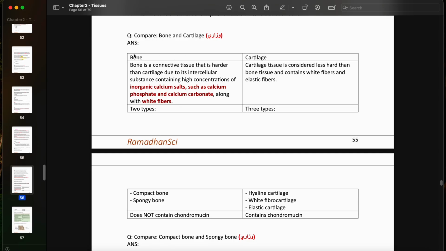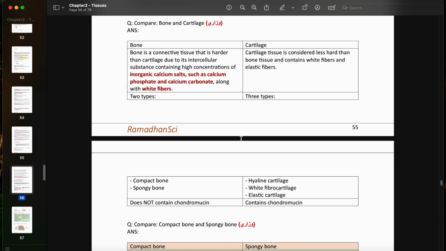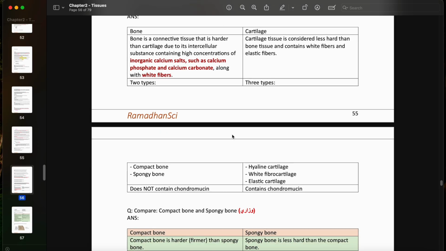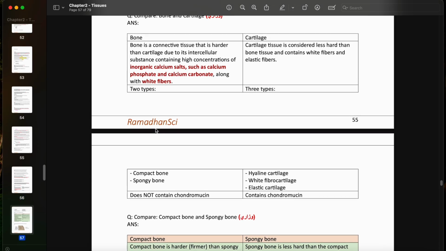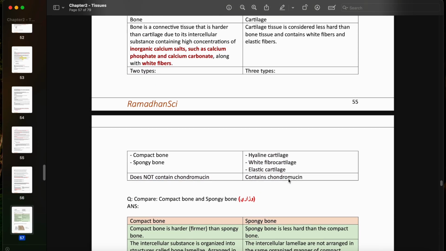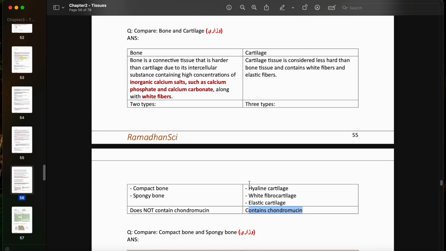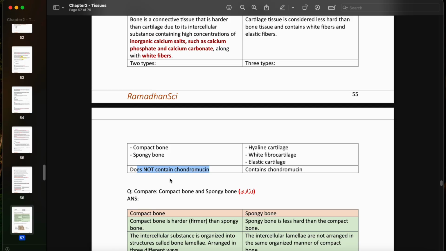The comparison question between the bone and cartilage is very important. We've already discussed everything. We said that we have two types of bones, compact bone and spongy bone, but we have three types of cartilage. We have hyaline, white fibrocartilage, and elastic. And we're going to make a comparison point being that the chondrocyte contains chondromucin, but the bone does not contain chondromucin. Instead, we can say they contain inorganic salts, like calcium phosphate and calcium carbonate.